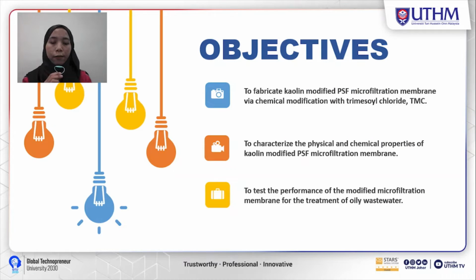For the objective, there are three of them. The first one is to fabricate kaolin modified polysulfone microfiltration membrane via chemical modification with trimesoyl chloride. The second one is to characterize the physical and chemical properties of the kaolin modified polysulfone microfiltration membrane. And the third one is to test the performance of the modified microfiltration membrane for the treatment of oily wastewater.